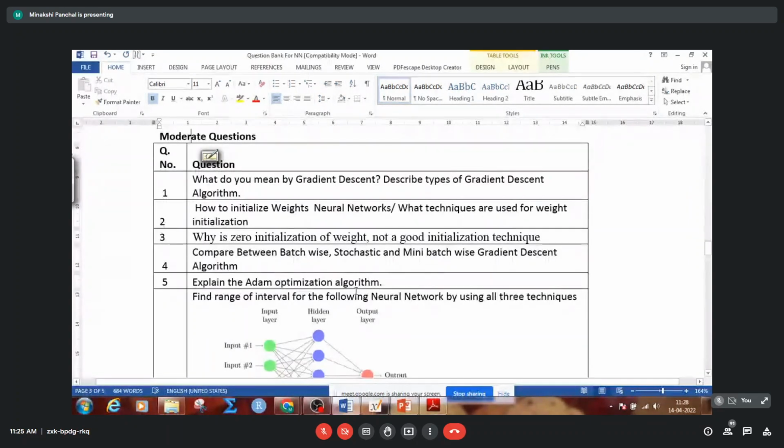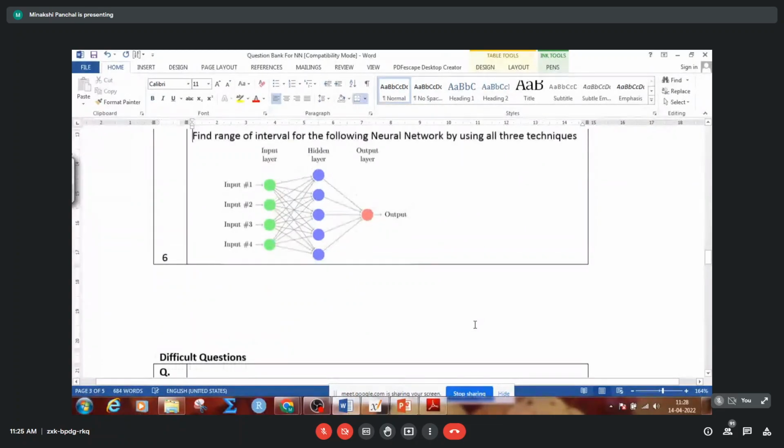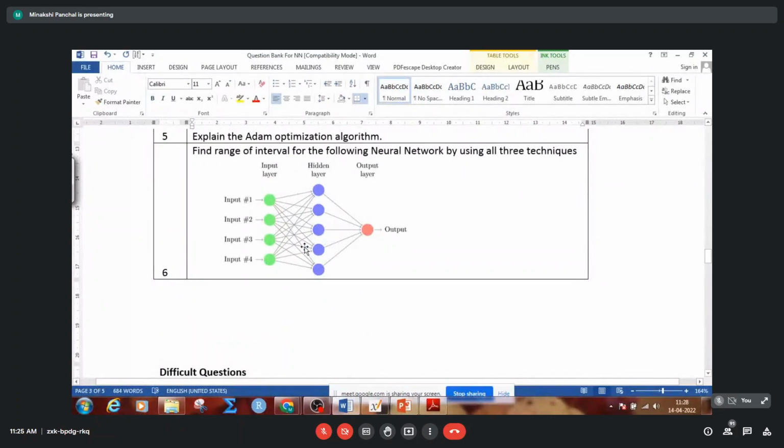Okay. Then let us come to this question. Today I will share the mathematical questions for unit number 2 also. Look at this question. Can any one of you tell me how many weights? Suppose I gave the question: find the range of interval for the following neural network by using all three techniques. We have to use all three techniques: uniform first, then Xavier's uniform, Xavier's normal, as well as He init.